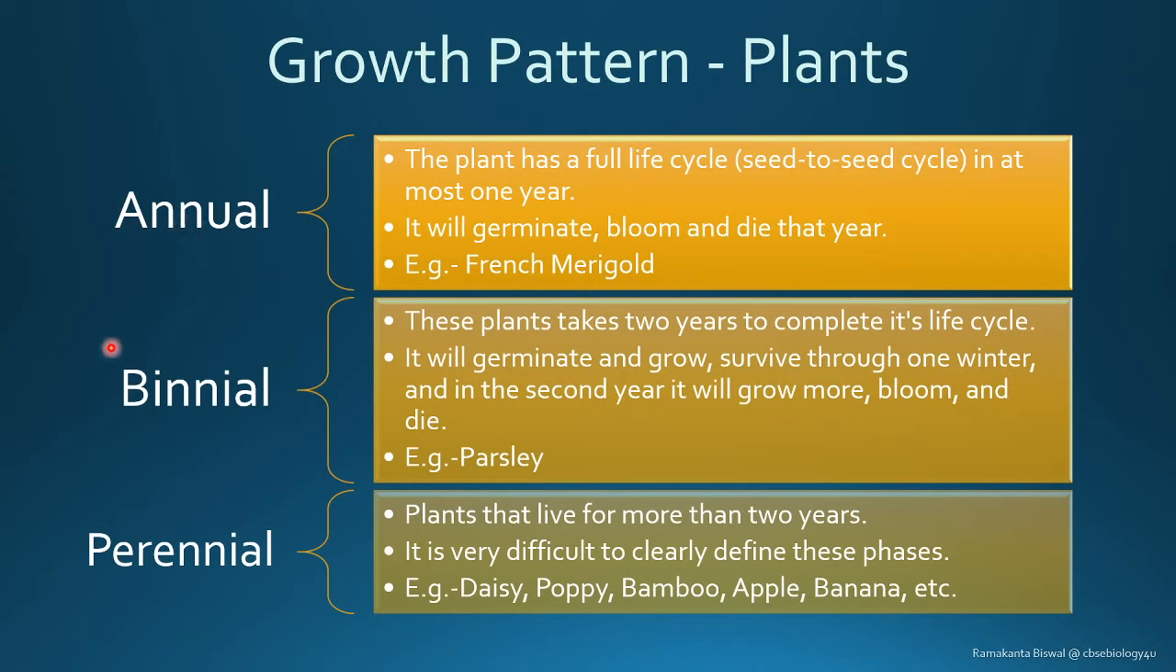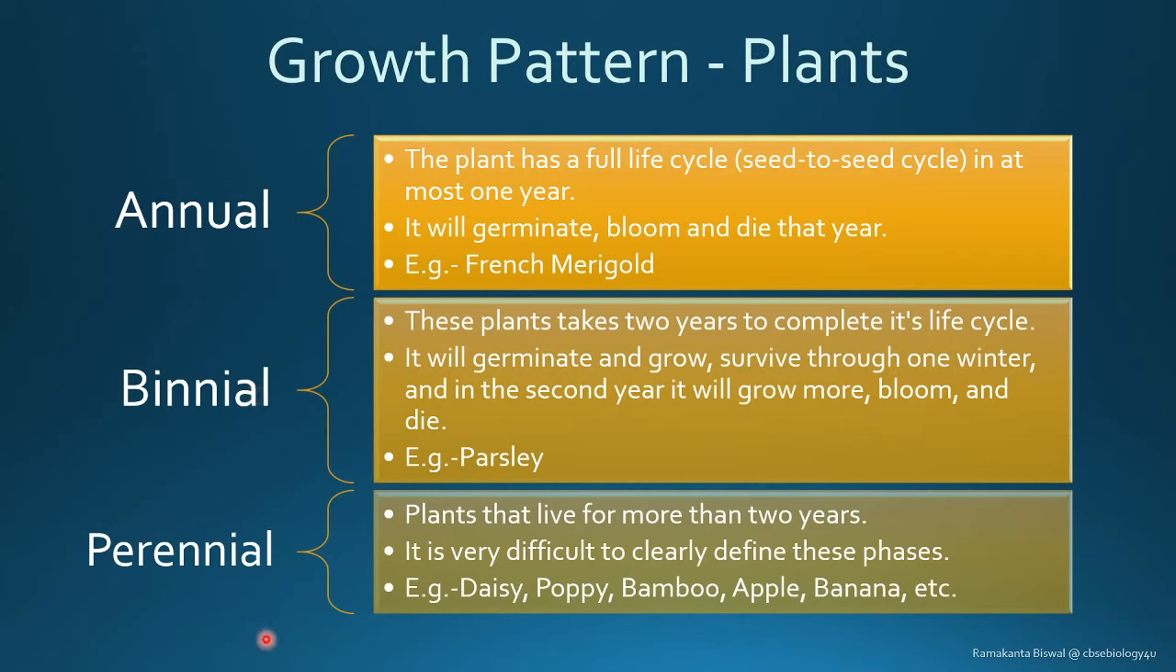Now the biennial is a condition where the plants typically take 2 years to complete their life cycle. They will germinate, grow, survive through one winter, and in the second year typically grow more, bloom, and then finally die. Now biennials are typically very rare, not so common. Annuals and perennials are very common.